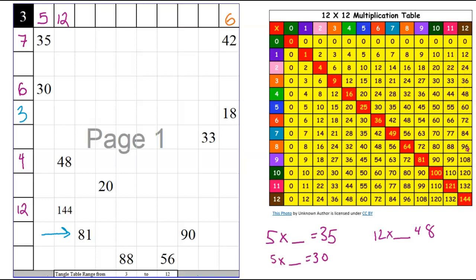So 81 and 90. I'm going to let you guys look at the multiplication table. What do you guys notice is in the column of 81 and 90? Hopefully you saw they're right here, which means that it is the 9. So 9 times what gives you 81? I'm going to come up over here, which gives you 9, right? And then 9 times what gives you 90? That is going to bring you up to 10.